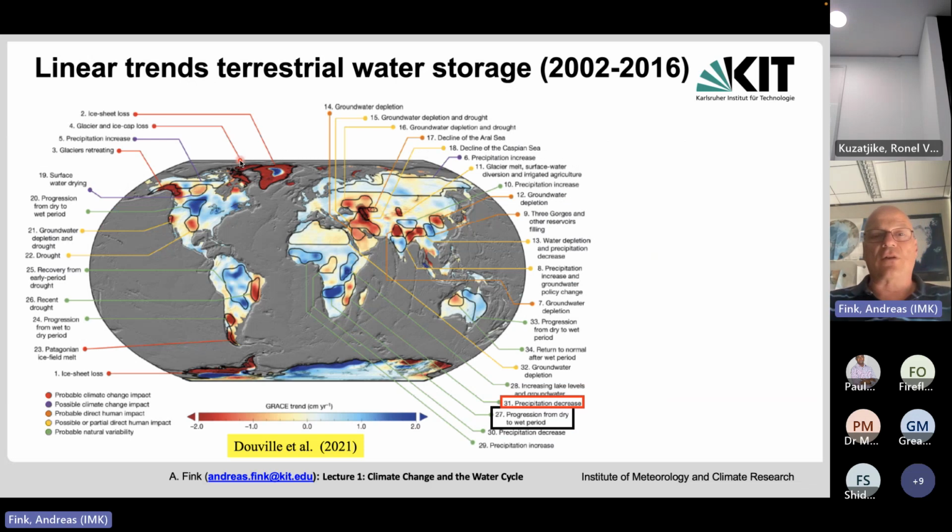What is the trend in the terrestrial water storage? Actually, we can only do that by satellite that measures more or less the gravitation. If there's more water in the terrestrial part of the Earth, in the upper part of the Earth, there's more gravity. And this is only possible since 2002 because the satellite GRACE has not been in orbit before.